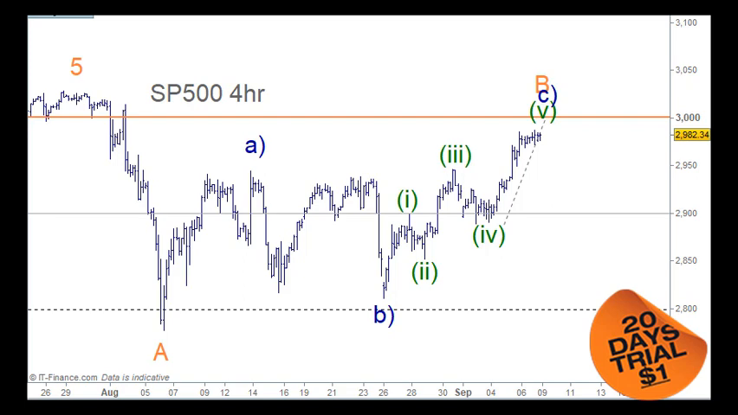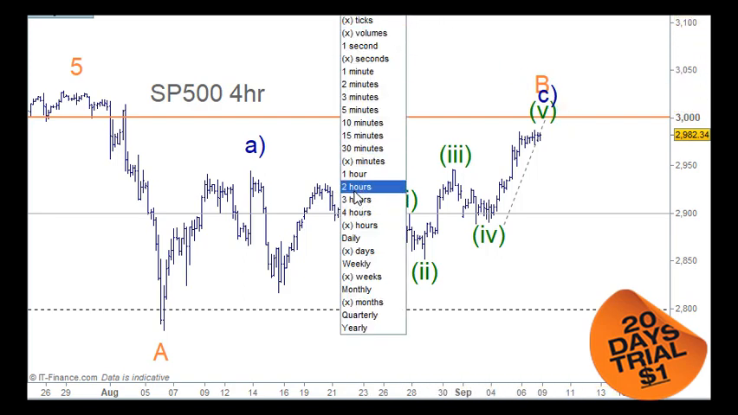This is one of the counts that we've been tracking to the upside here in terms of wave A up to wave B with an A and a B and a C wave here. But this can be counted in different ways as well. Like we have a count on our website that is different from this, and that's okay too.